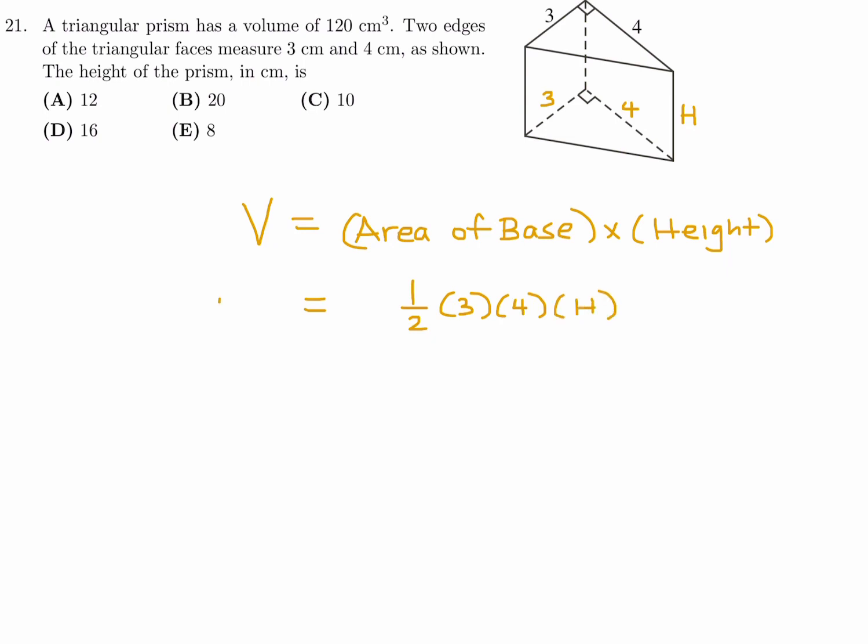The volume they have given me is 120. So there you go. That's the equation. Solving for this, I get 240 is equal to 12h, and therefore h is equal to 240 over 12, and that means h is equal to 20. So number 21, the answer is B.